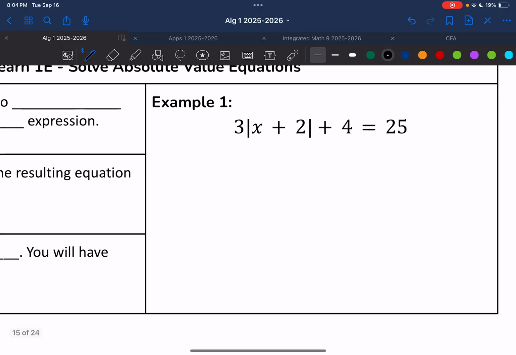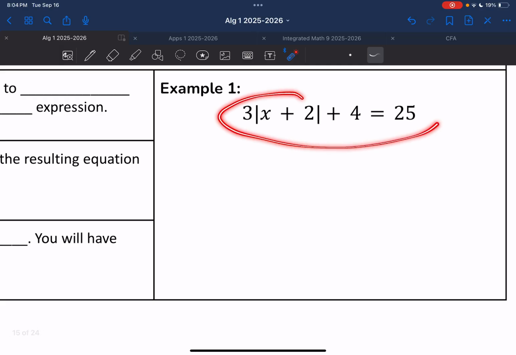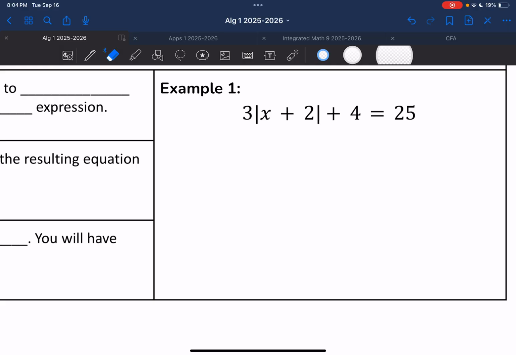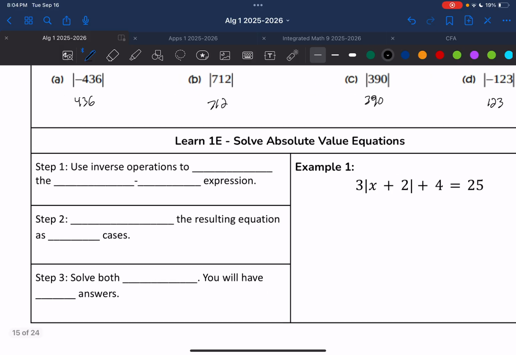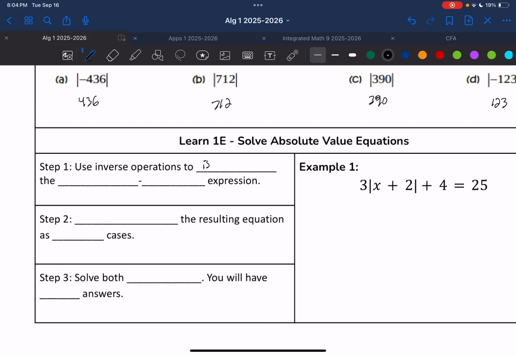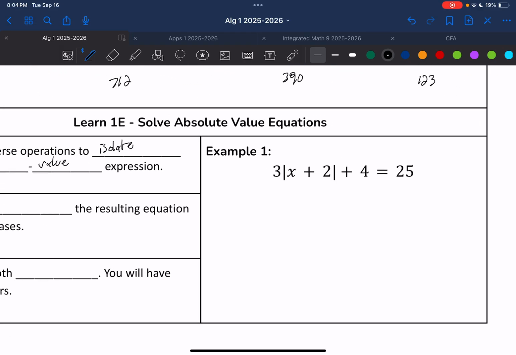So that leads us to something like this. An absolute value equation. So in this case, we have something inside the absolute value, and we're trying to solve for x. So the way we're going to do this, we're going to use our inverse operations to isolate the absolute value expression. So what that'll look like is we have this absolute value x plus 2 over here. We want to manipulate it so that we have nothing but the x plus 2 on this side.